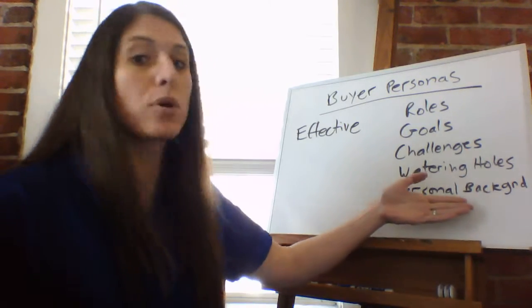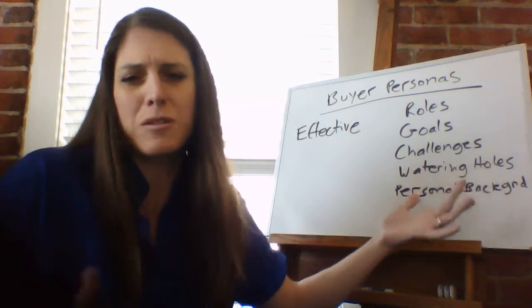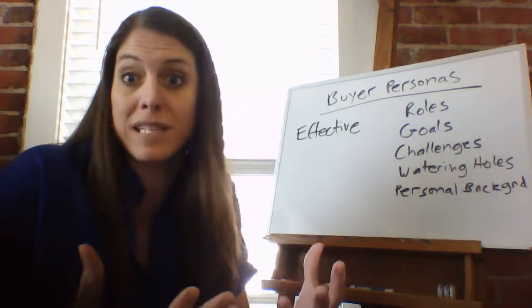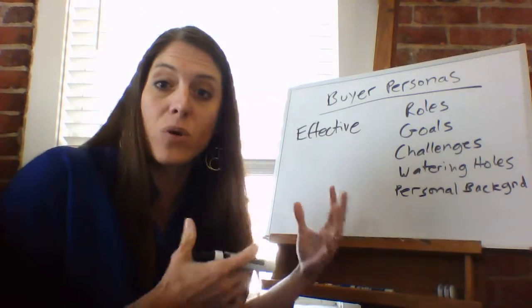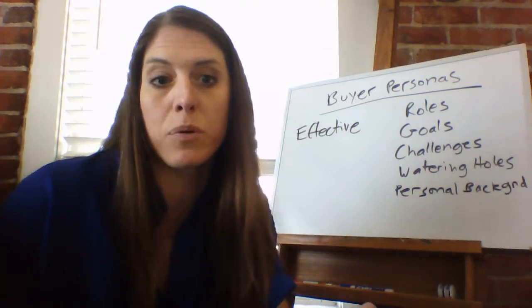The last one is personal background. Now, this isn't quite as important as the rest of these, but it's still kind of helpful because we have to personify. We have to put a face behind this, because a buyer persona is a fictitious representation of what could be a real person.